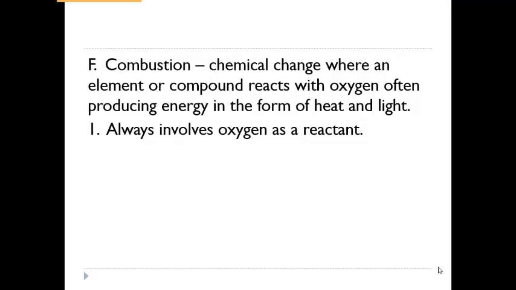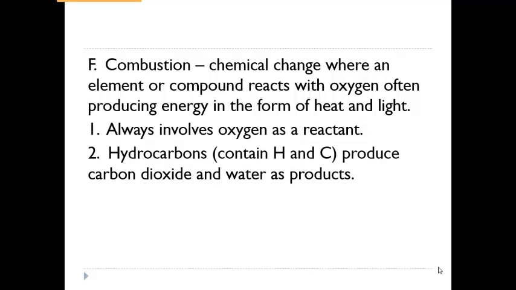One of your reactants is always going to be oxygen. So we're always going to see oxygen on our reactant side, keeping in mind that oxygen is a diatomic molecule, so you'd want to write that as O2. The other reactant is normally going to be a hydrocarbon, and a hydrocarbon has hydrogen and carbon in it. Sometimes you'll have a mixture of hydrogen, carbon, and sometimes an oxygen might be in there, but mainly it's hydrogen and carbon. Your products will always be carbon dioxide and water when you have a hydrocarbon involved.